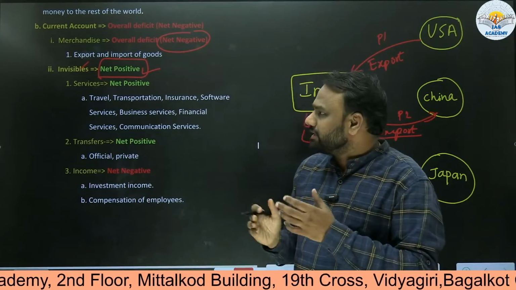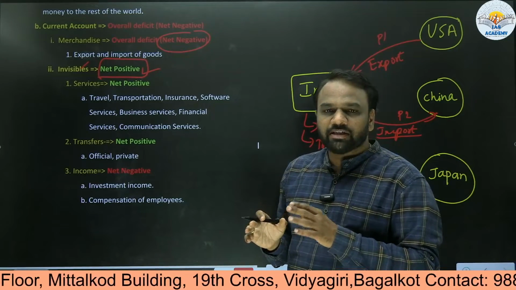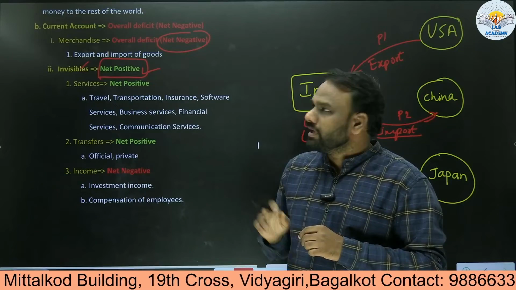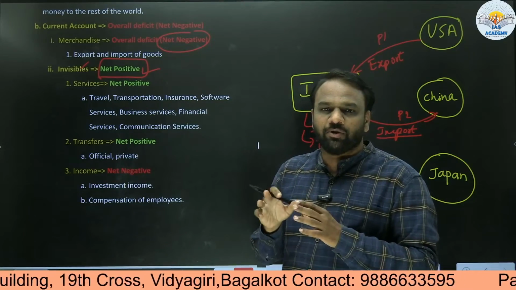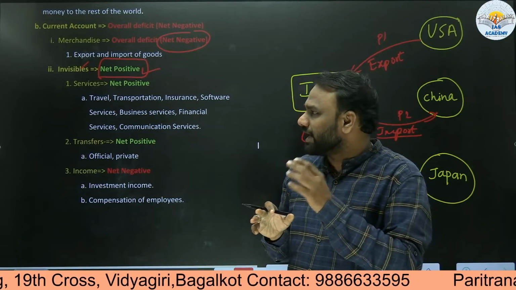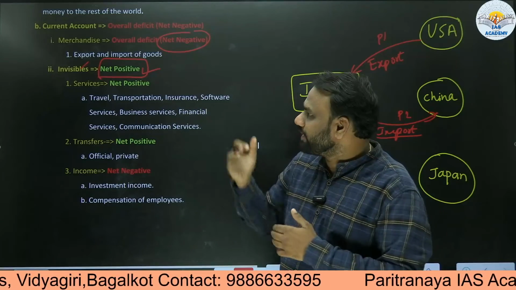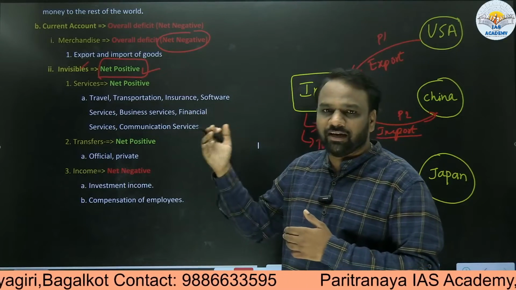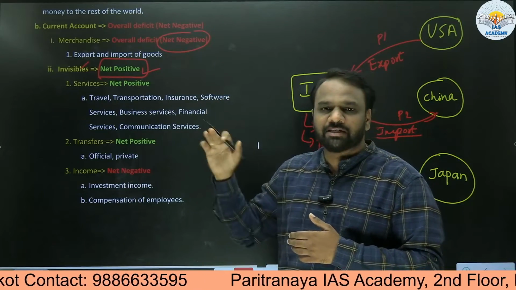Here, in order to confuse us, they may frame a statement like this: net invisibles in India is negative, net merchandise in India is positive. They can do such mismatches. That's why we should have this crystal clear idea that when it comes to invisibles, it is net positive, and when it comes to merchandise, it is net negative. When it comes to merchandise, it is deficit. When it comes to invisibles, it is surplus.